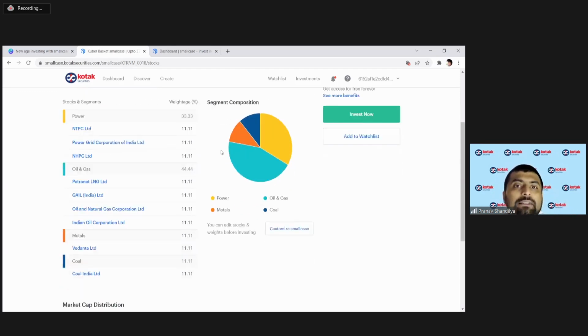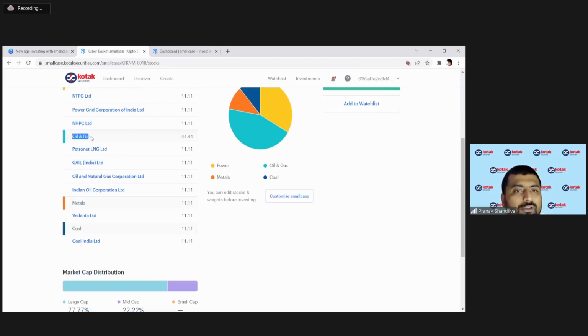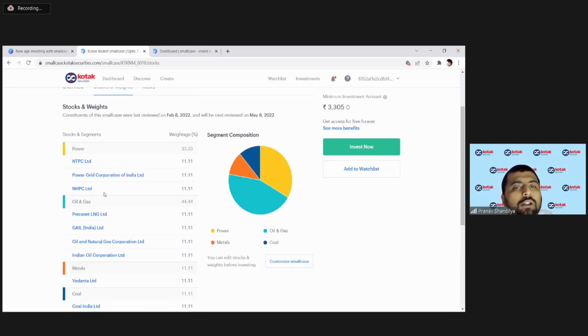Apart from that, the list of stocks will be available over here. So for example, in the power sector, we are investing in NTPC, Power Grid, and NHPC. And in oil and natural gas, we are picking up stocks like Petronet, GAIL, ONGC, and IOC. And in metals, we have VEDL, Vedanta. And in coal, we have Coal India Limited. So all these stocks will be mentioned here in advance so that you as investors or future investors will be able to instantly know what you are going to invest in.